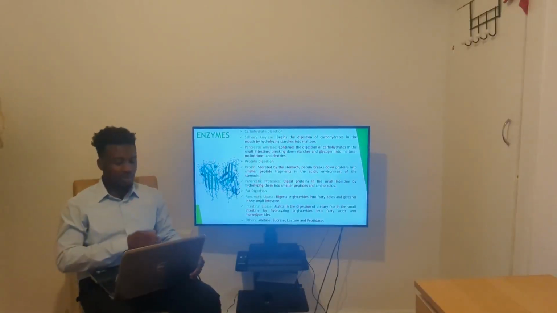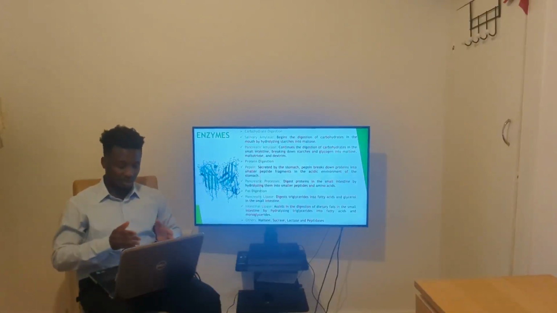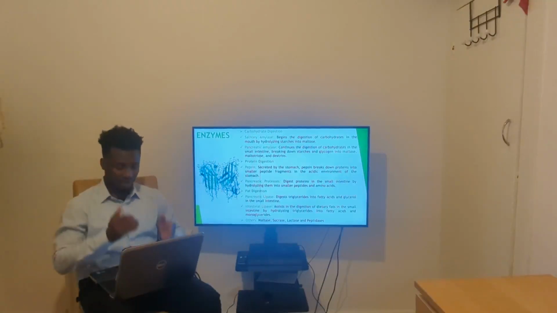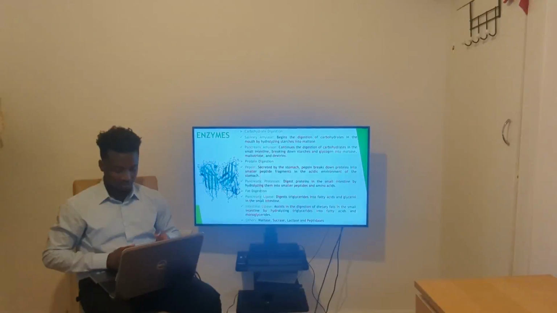Fat digestion. Pancreatic lipase is the enzyme that digests triglycerides into fatty acids and glycerol in the small intestine. Intestinal lipase assists in the digestion of dietary fat in the small intestine by breaking down triglycerides into fatty acids and monoglycerides, and there are other enzymes like maltase, sucrase, lactase, and peptidase.